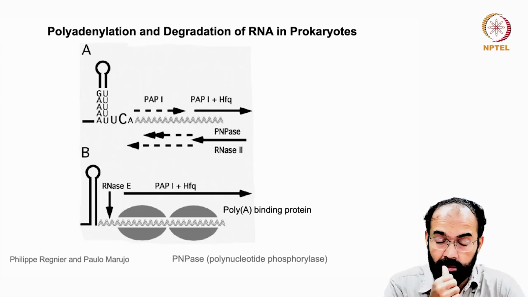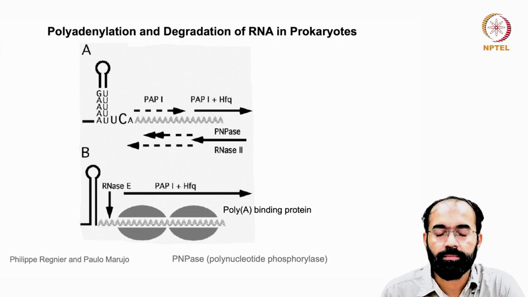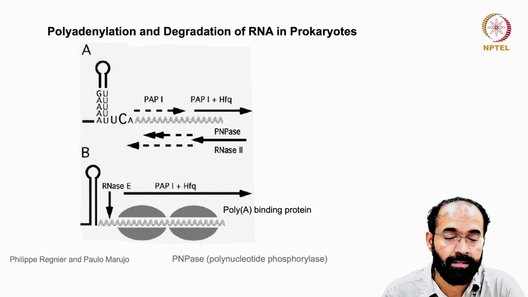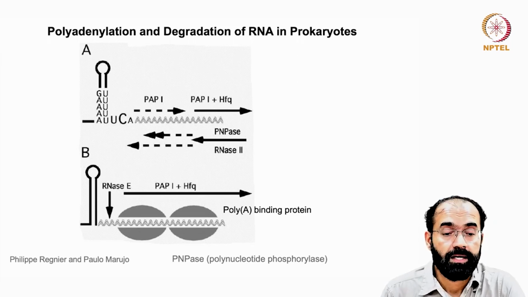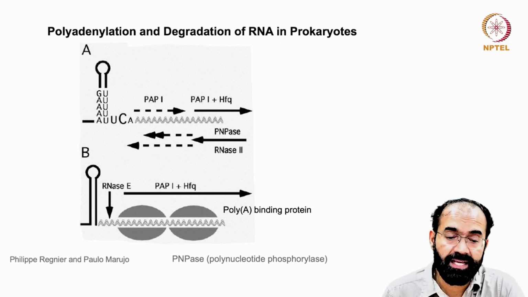Now let us see how polyadenylation works in prokaryotes. It's quite interesting. Two scenarios are there. In one scenario, in bacteria also you have poly A polymerase 1, which is a weak enzyme adding the poly A tail to the RNA, as you can see here, the dotted arrow. But if it is added by PAP1 plus host factor Q protein, HFQ, then the rate of production accelerates. Nonetheless, it is vulnerable to degradation by PNPase and RNase II.